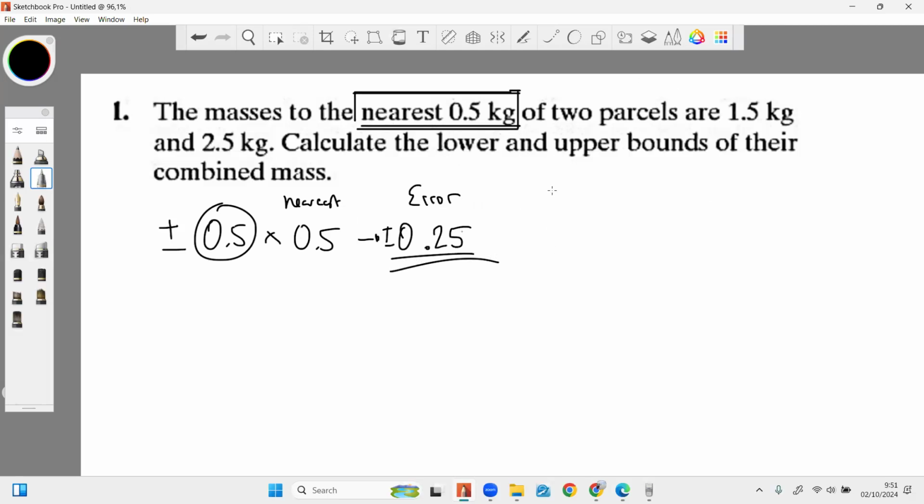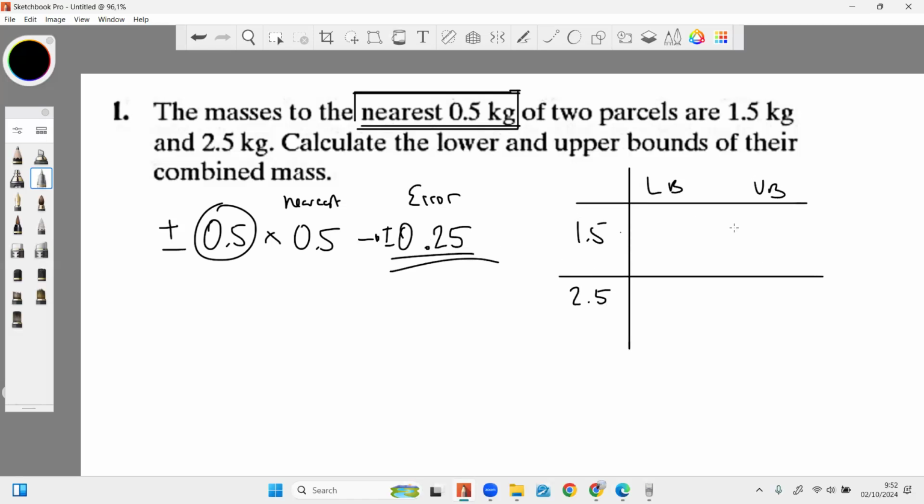And calculate the lower bound and upper bound of their combined mass. First thing first, list down all the lower bound and upper bound, LB, UB, for each of the number. Upper bound, you add 0.25, then 1.75, 1.25, right? Make sense? How about this? 2.75 and 2.25.